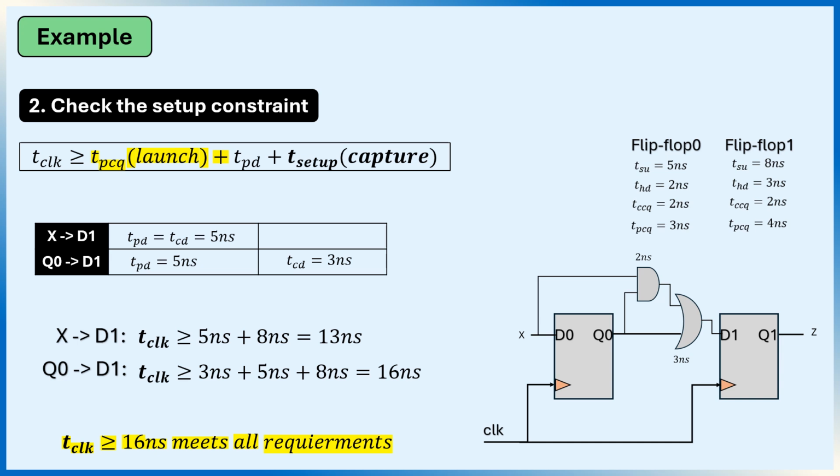Now let's look at the path from Q0 to D1. The launch flip-flop contributes 3 nanoseconds of clock-to-Q propagation delay. The combinational logic contributes 5 nanoseconds of propagation delay. Finally, the capture flip-flop requires 8 nanoseconds of setup time. Adding those together, this path requires a minimum clock period of 16 nanoseconds. Since 16 nanoseconds is the largest requirement, our clock period must be 16 nanoseconds or greater to satisfy every timing path in the design.